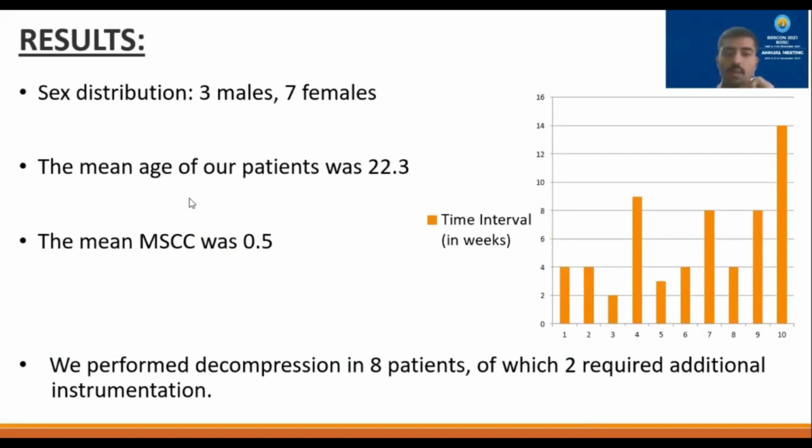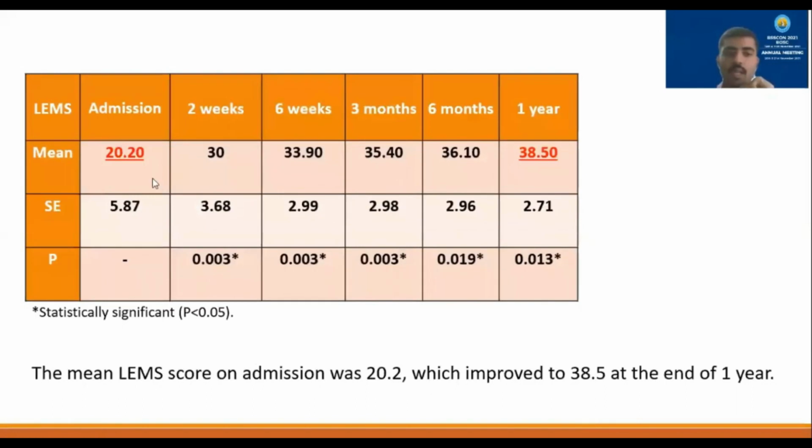The mean age of our patient was 22.3. The mean MSCC was 0.5. We performed decompression in 8 patients, out of which 2 required additional instrumentation. The mean LEMS score on admission was 20.2, which improved to 38.5 at the end of 1 year.